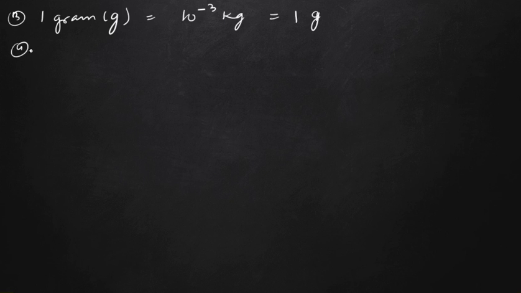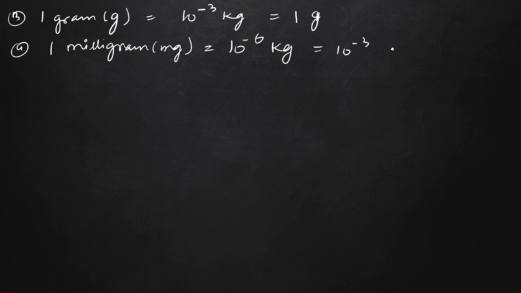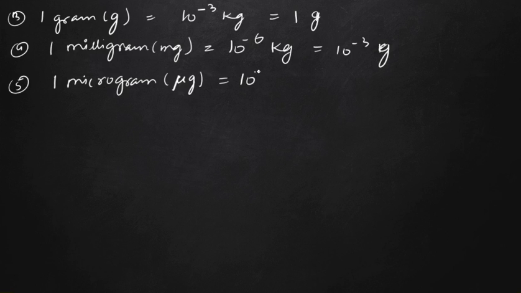And the fourth one is 1 milligram, mg. Milli means 10 to the power minus 3, already discussed in terms of meter. So it is 10 to the power minus 6 kg, or we can say 10 to the power minus 3 gram. And similarly, the last one we have is microgram. It will be mu g. For micro, we use 10 to the power minus 6 gram, or 10 to the power minus 9 kg.